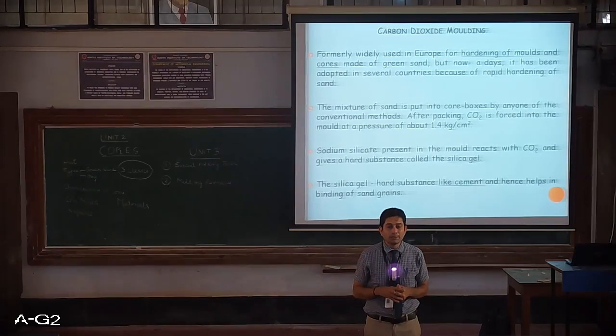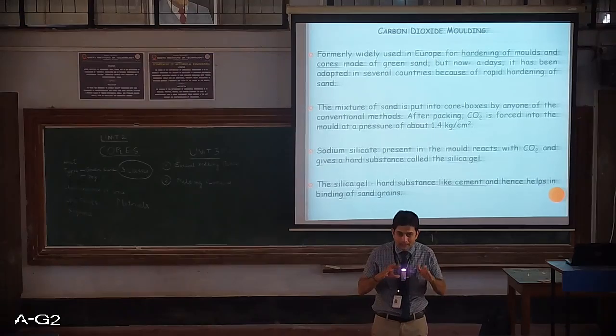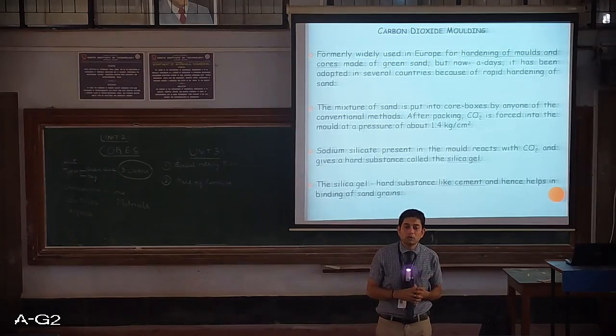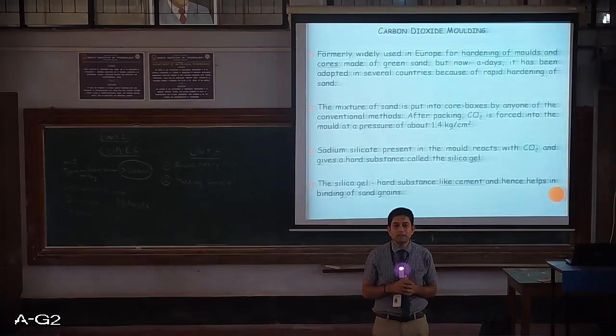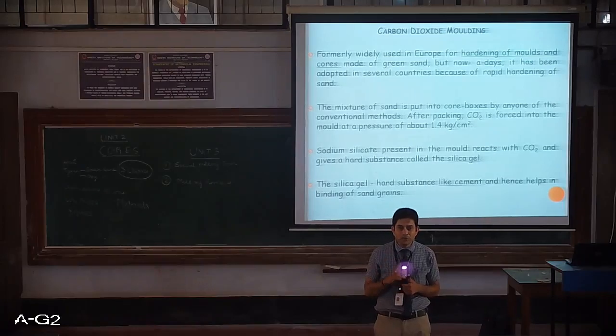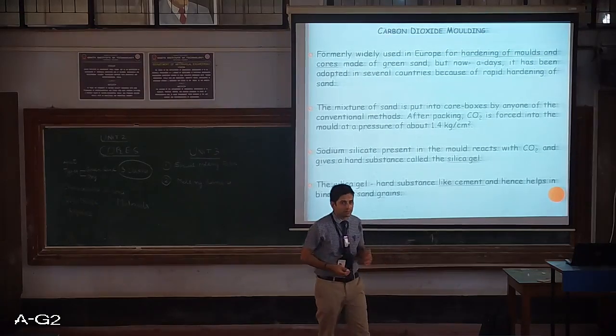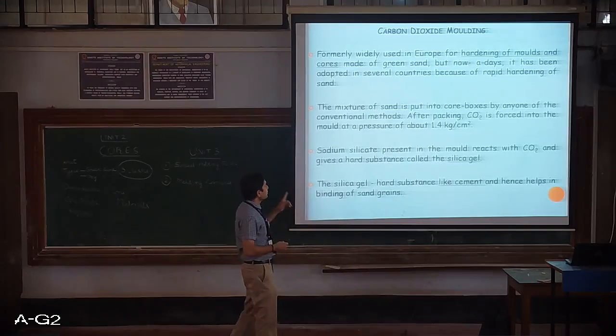The carbon dioxide gas will be pressurized inside the molding box, and because of this the ingredients of the green sand undergo a reaction, and silica gel is created. That silica gel is very hard, like cement, and it hardens the complete sand mold, so you get a perfectly made sand mold. So by the passage of carbon dioxide, you see this happening. We'll discuss that more clearly when I go through the points. So you can read this one.